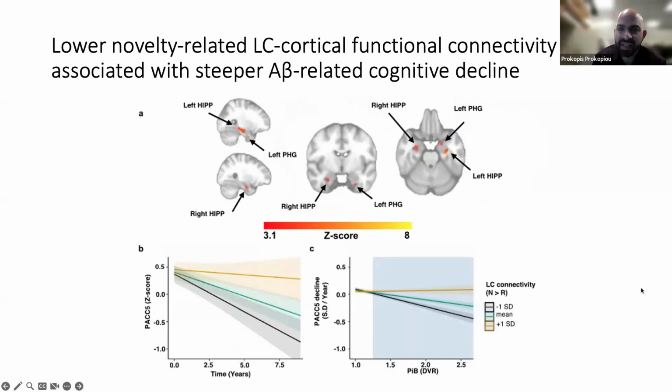Similarly, for novelty-related LC functional connectivity, we observed that lower novelty-related LC functional connectivity was associated with steeper cognitive decline in the bilateral hippocampus and parahippocampal gyri, particularly for those individuals with elevated amyloid levels. And as before, we also observe for LC connectivity that at elevated amyloid levels, steeper cognitive decline was associated with lower LC connectivity.